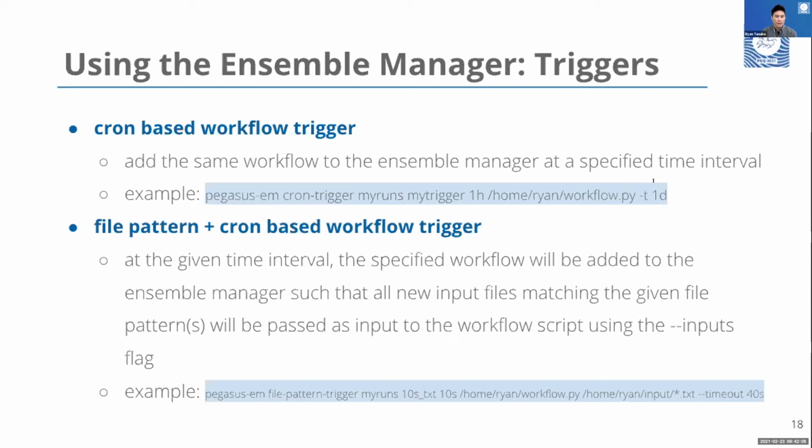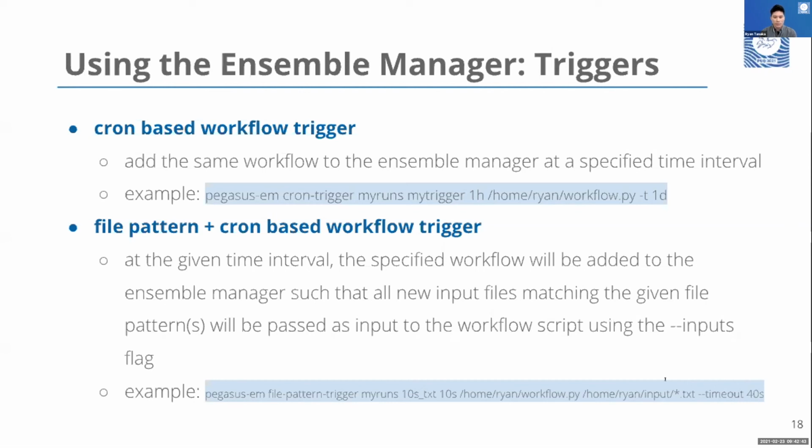So if you want to just periodically keep adding things to the Ensemble Manager, you can do that with these triggers. Then as an extension to that, we've also added this file pattern based trigger. So it works the same as the above with the addition of you being able to specify file patterns for which every time this workflow is added to the Ensemble Manager, so in this example, every 10 seconds, all the new input files that were detected that match this pattern will be passed as a command line argument using the --inputs flag to the workflow when it gets planned.